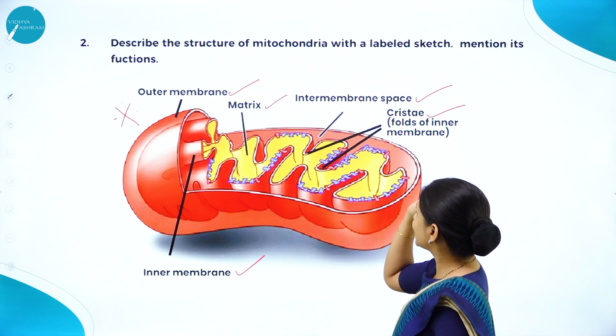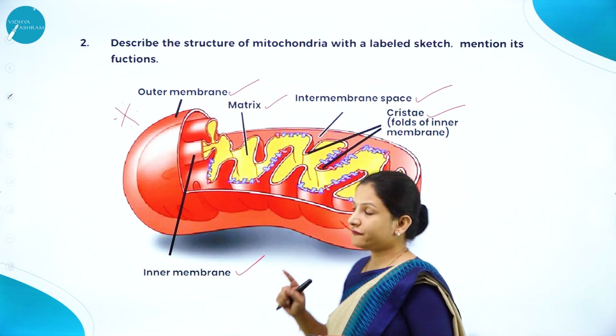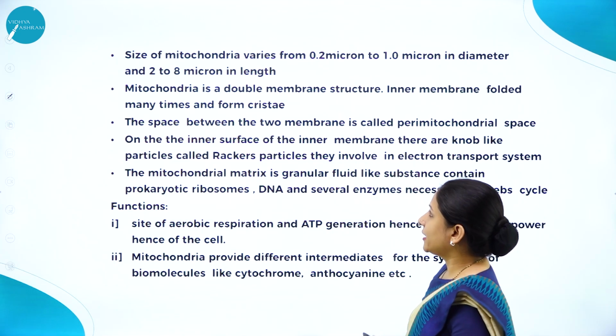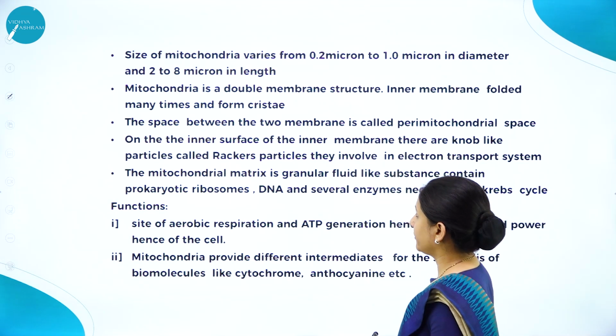Don't get confused. The foldings in the Golgi complex are called cisternae. The foldings in the mitochondria, we call them cristae. So let's describe the structure. Size and all that, if you don't write, it's not a problem.